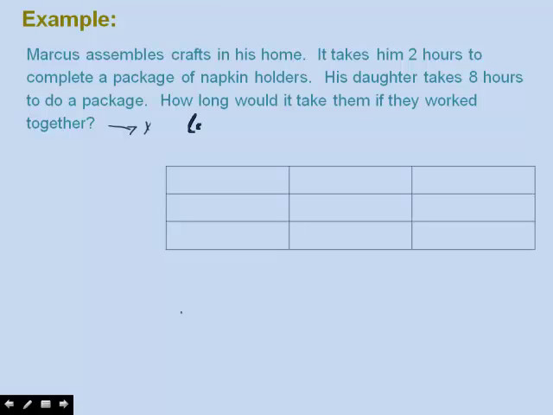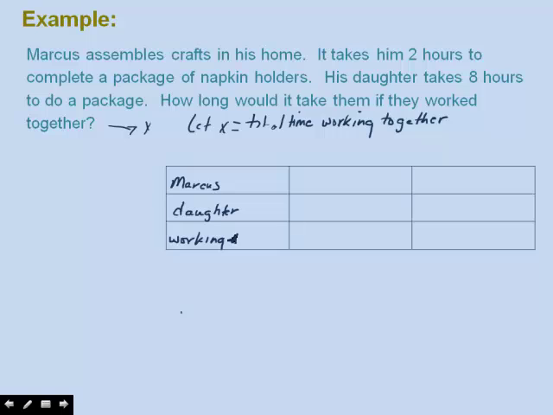So let's make that our x. So let's say let x equal total time for them working together. Now let's fill out our table. So we have Marcus and his daughter, and then our third row for the two of them working together.